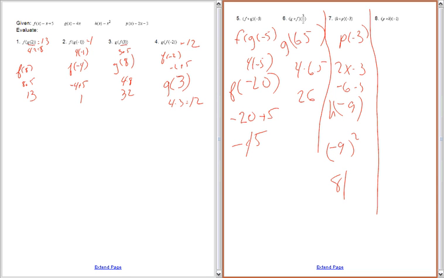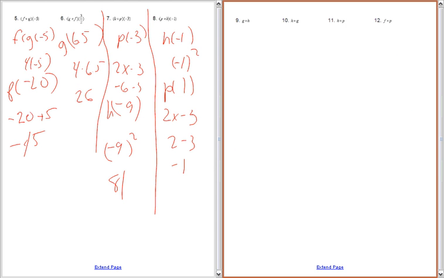Alright, and then the p of h function. I need h of negative 1. Now that's x squared is h, so negative 1 squared is 1. And then I need p of negative 1. Well, p is 2x minus 3. 2 times 1 is 2, minus 3 is negative 1. Okay, so you can see we can just follow these. The last piece is to look at rules. We should be able to construct the rules for these compositions.